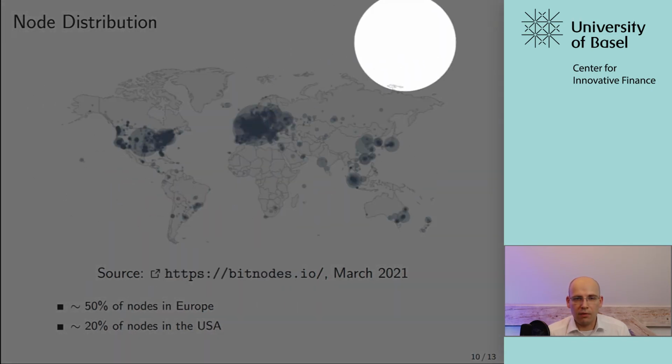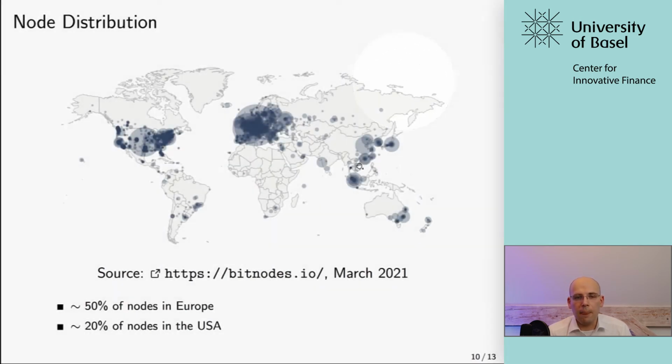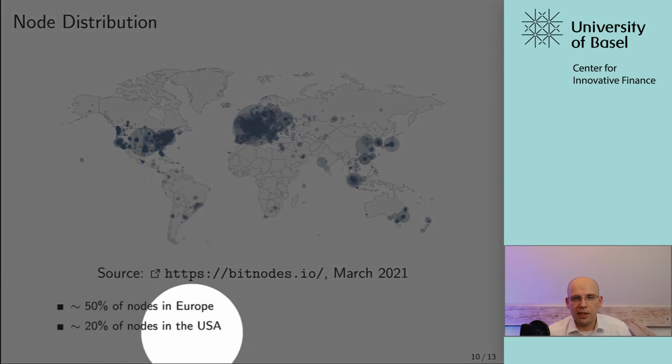Of course, there are geographic areas where it's more dense, for example, Europe and the US. But in general, it's all over the world. So it's a good diversification all across the globe. Currently around 50% in Europe, 20% in the US.